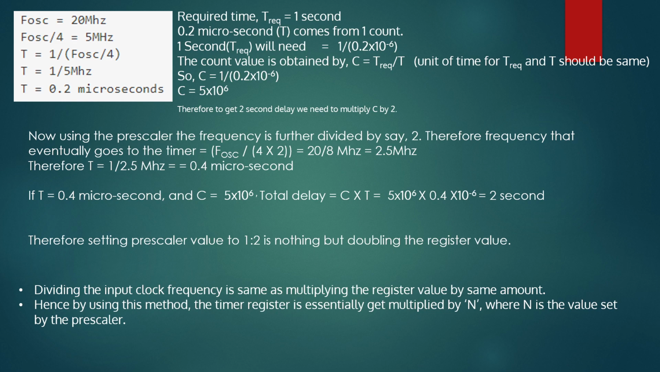If I wanted to get this 2-second delay without the prescaler, the C value should have been 5 into 10 to the power 6 multiplied by 2. But in this case, when we have applied the prescaler, we can see that with 5 into 10 to the power 6 value only, we are able to achieve the 2 seconds of delay. So dividing the input clock frequency is the same as multiplying the register value by the same amount. Hence, by using this method, the timer register is essentially multiplied by n, where n is the value set by the prescaler.